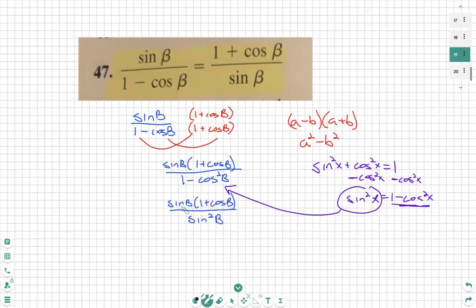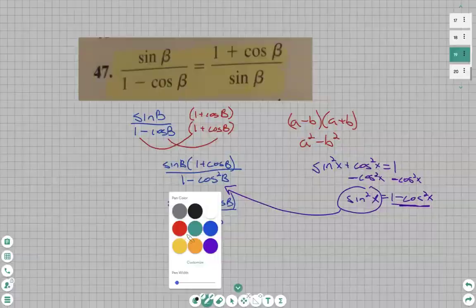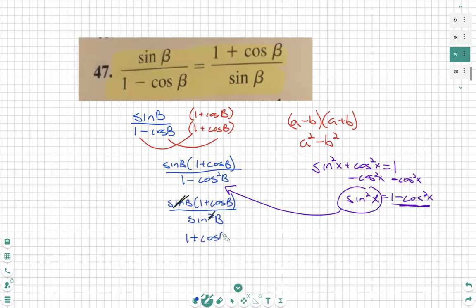Next, what we can see is that one of these sine b's will cancel out with one of these sine b's, and we'll finally rewrite our answer as 1 plus cosine of b all over sine of b. And as you can see, that is exactly what we have on the right. So we are done, and this is good to go.